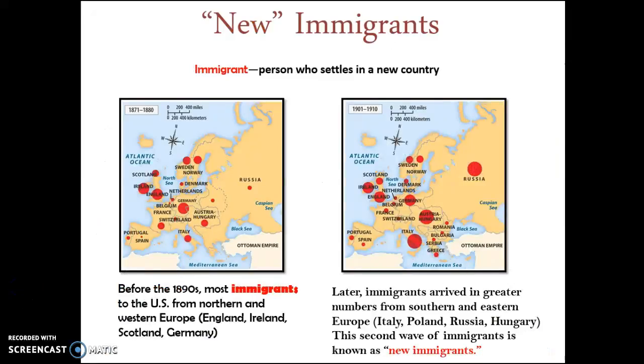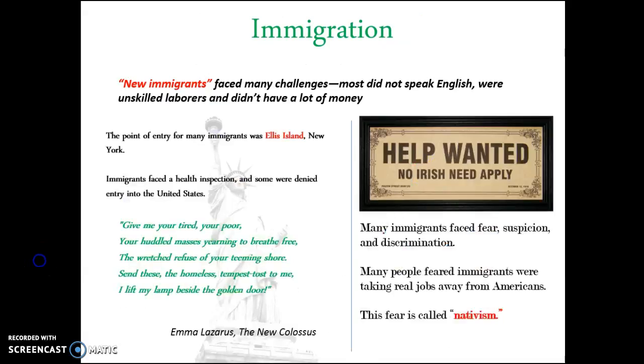So who were the new immigrants? An immigrant is a person who settles in a new country. Before the 1890s, most immigrants to the U.S. came from Northern and Western Europe, such as England, Ireland, Scotland, and Germany. Later immigrants arrived in greater numbers from Southern and Eastern Europe. You're going to have Italy, Poland, Russia, Hungary. This second wave of immigrants is known as new immigrants.